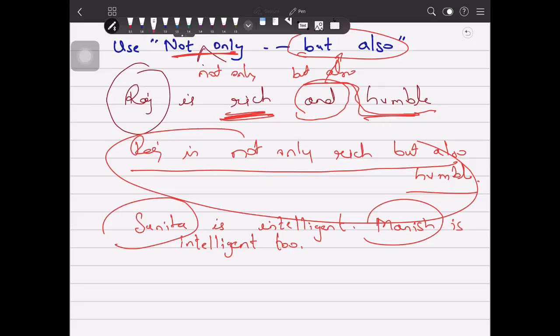So tell me, how do we do this? It is not only Sunita but also Manish. Both of them have intelligence, right? So how do we write? The answer is, not only Sunita but also Manish is intelligent. I hope you're understanding this, because there were two different objects for the same attribute. What is the attribute? That both of them are intelligent. And the two objects are Sunita and Manish. So not only Sunita but also Manish is intelligent. I hope you're getting this.